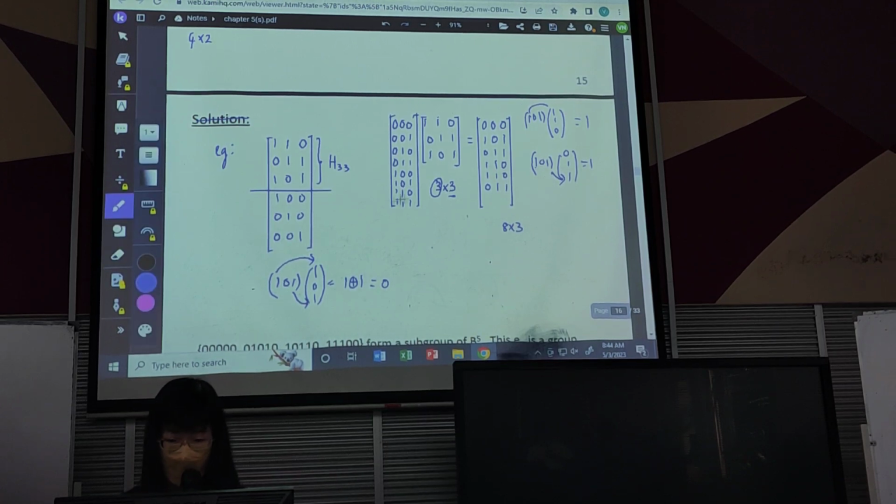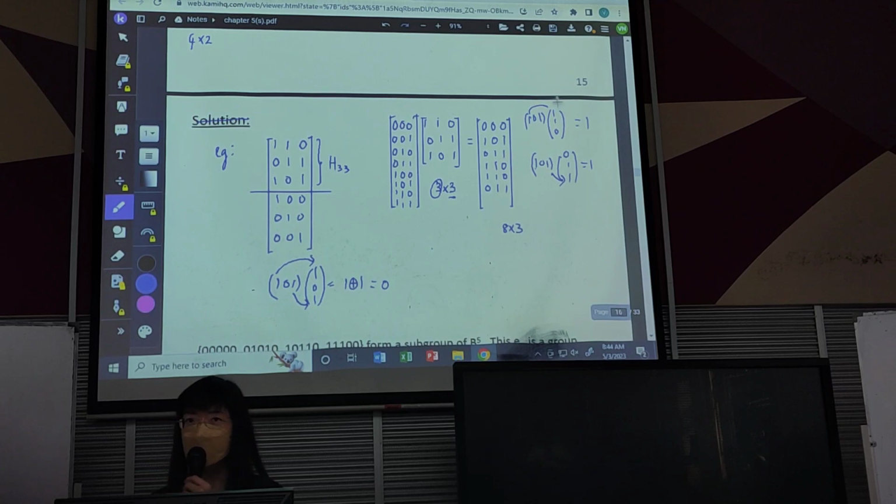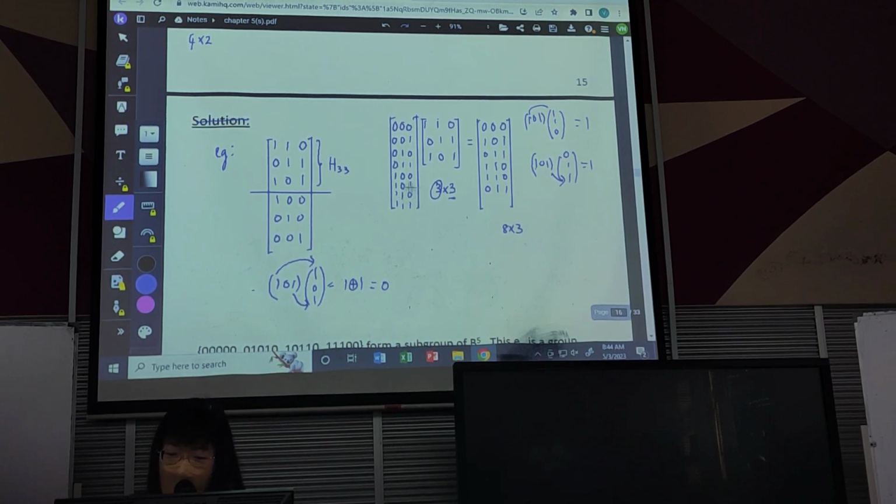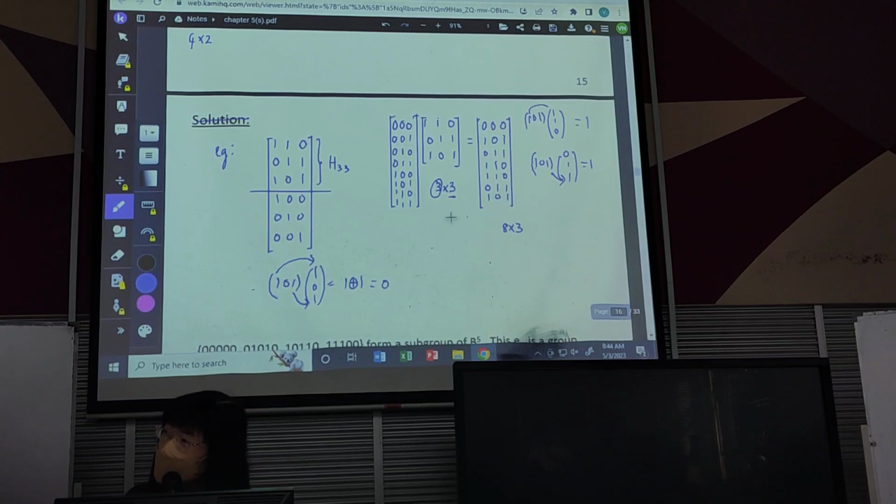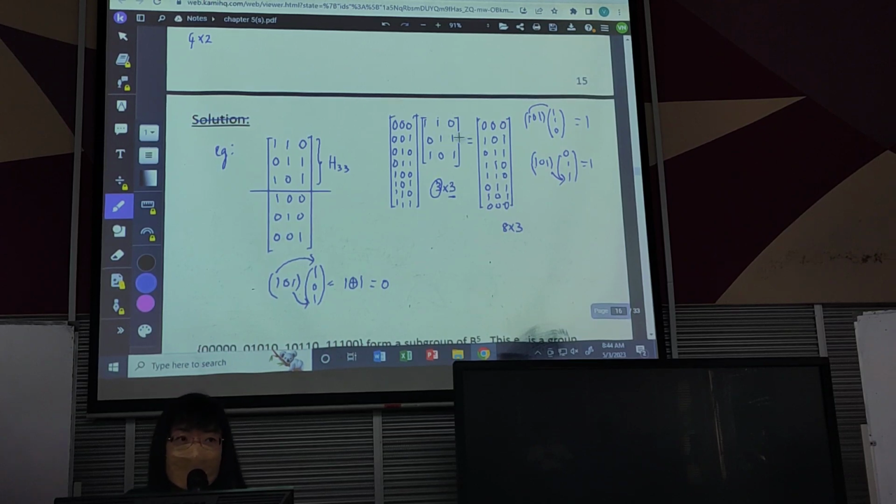What is the answer for the 7th row? 1, 1, first 2 bits. What is the answer for the 7th row? 1, 0, 1. 8 rows? 0, 0, 0. Yes. Because all the column after multiply, you get 2, 1, right? So, if 2, 1, then you have the even number. So, even number is 0. Okay?